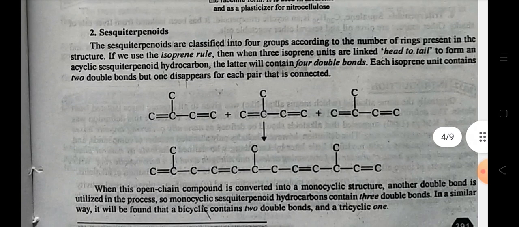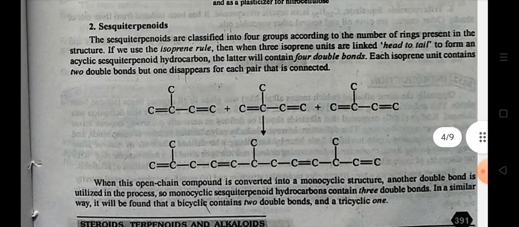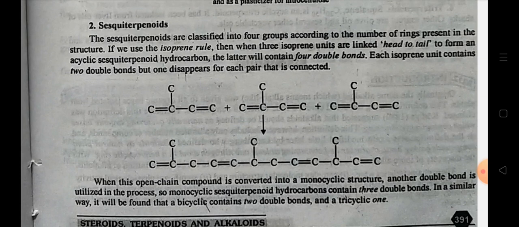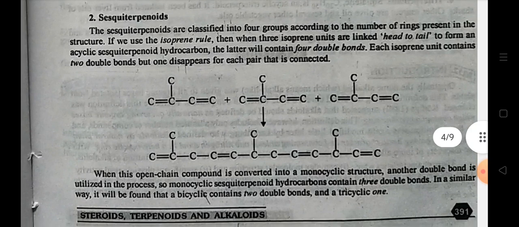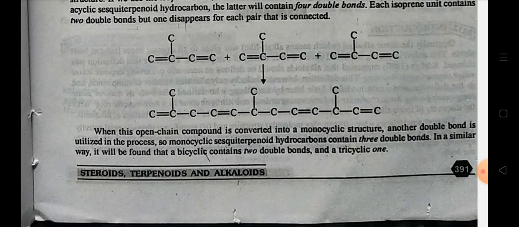Next one is sesquiterpenoids. The sesquiterpenoids are classified into 4 groups according to the number of rings present in the structure. If we use the isoprene rule, then when 3 isoprene units are linked head to tail to form an acyclic sesquiterpenoid hydrocarbon, the latter will contain 4 double bonds. Each isoprene unit contains 2 double bonds, but one disappears for each pair that is connected. When this open chain compound is converted into a monocyclic structure, another double bond is utilized in the process. So monocyclic sesquiterpenoid hydrocarbons contain 3 double bonds. In a similar way, it will be found that a bicyclic contains 2 double bonds and a tricyclic 1.